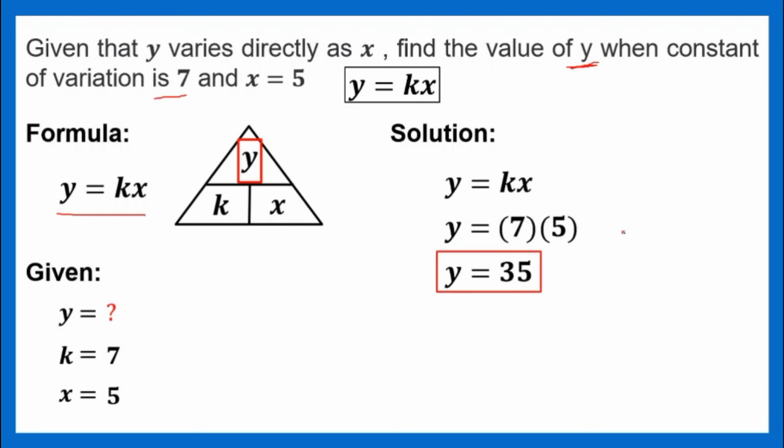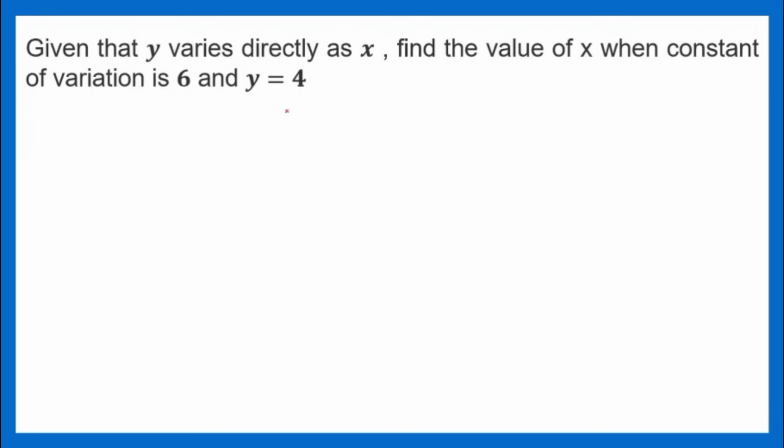Ayan. Alright, sige. Let's have another given. Given that y varies directly as x, find the value of x when constant of variation is 6 and y is equal to 4. So, dito naman x na ang pinapahanap.